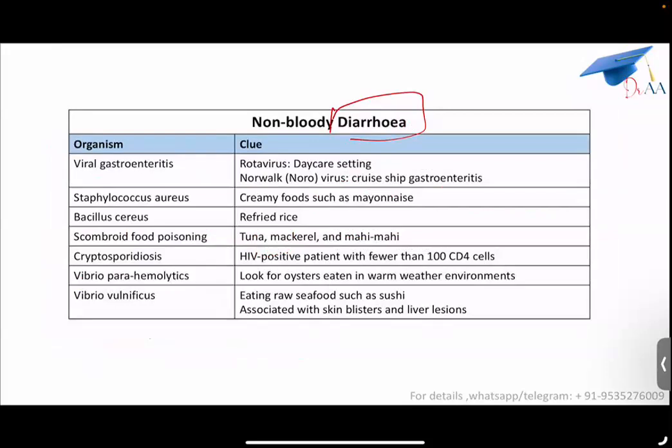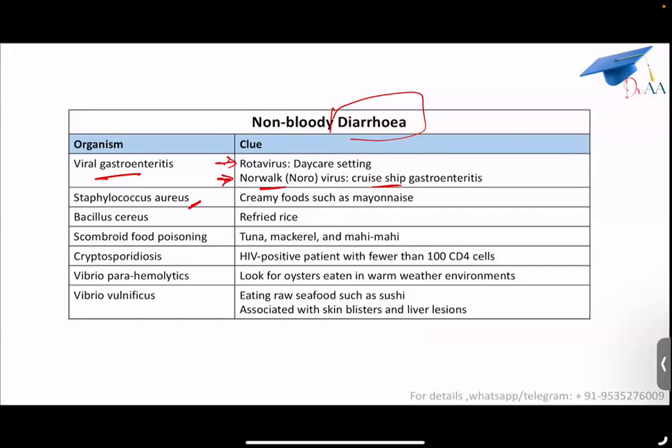What about non-bloody diarrhea? Viral gastroenteritis. Rotavirus is commonly seen in daycare settings. In children who go to daycare, rotavirus is commonly seen. Norwalk virus is commonly seen on cruise ships. On a cruise ship, usually it will be like an outbreak where everyone on the cruise ship ends up having gastroenteritis. Most commonly, it will be because of norovirus.